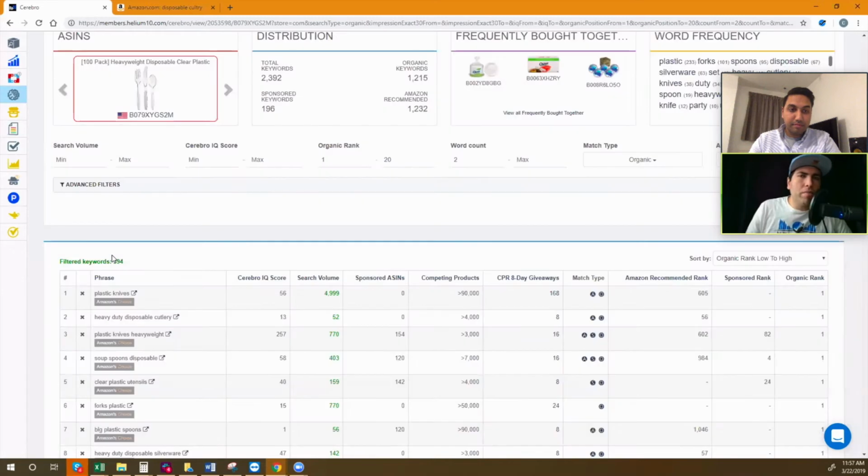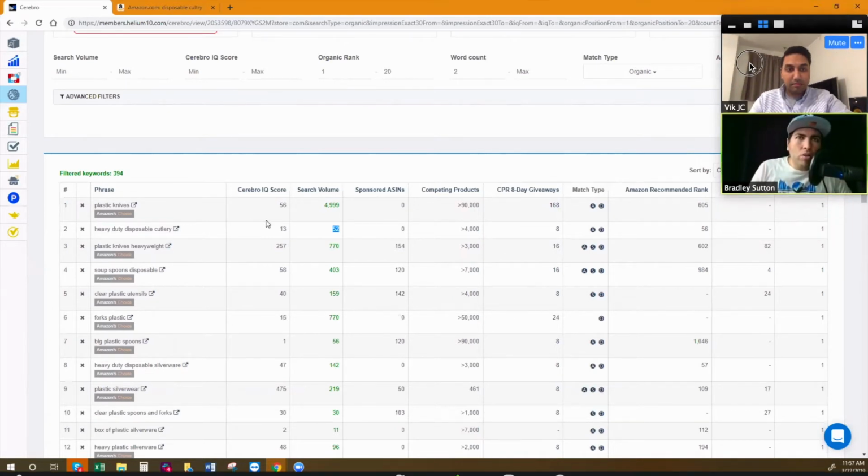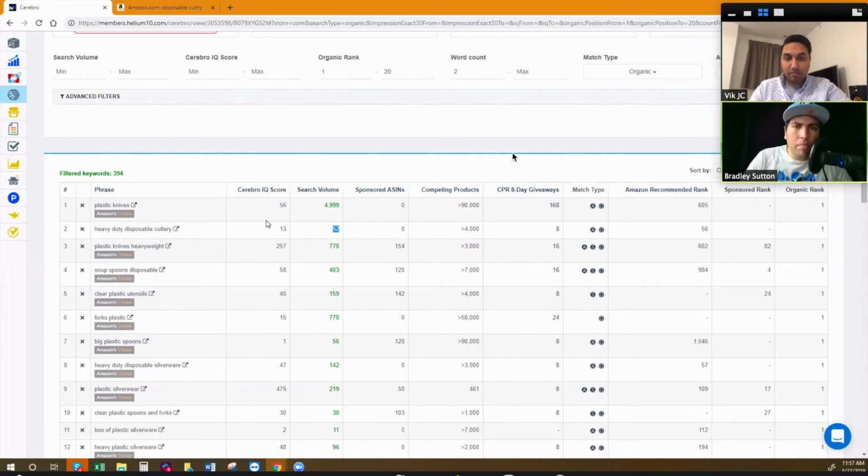But here's another question here. All right. So here is a product that, hey, seems pretty relevant. This might be even a good word for PPC. Heavy duty disposable cutlery. It's actually page 1, position 1. However, it's only searched for about 50 times a month. So like maybe only one person a day is searching for this exact word.